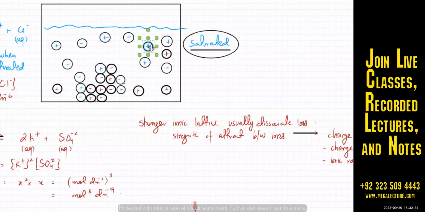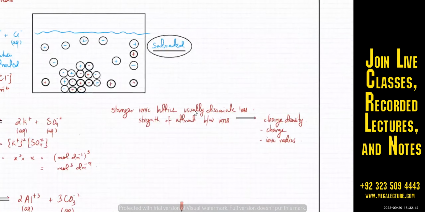Yes sir. So what will the concentration of ions in solution be? It's going to be less, right? If it's a very weak lattice then the amount of ions present in the solution would be a lot, the concentration would be higher. I did write this, that whenever you have a strong ionic lattice, they usually dissociate less. The strength of attraction between ions, I told you, depends on the charge density, the charge, and the ionic radius, right? So I did explain that stronger ionic lattices usually have lower Ksp values. I'll write that up there as well.